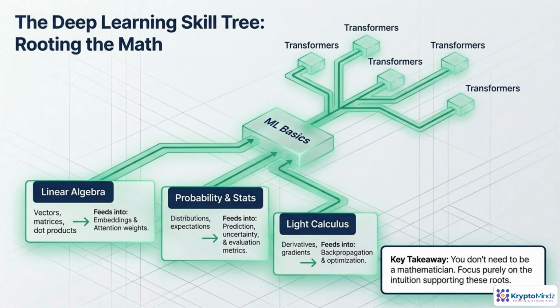Transformers rest on three main math roots. Linear algebra is the language of vectors and matrices. It explains how embeddings and attention behave as geometric operations. Probability and statistics give you tools to reason about uncertainty, prediction, and evaluation metrics. Light calculus, especially gradients, shows how models learn through gradient descent. You don't need formal proofs here. Aim for an intuitive feel using beginner-friendly resources, and everything you do with transformers later will feel far less mysterious.